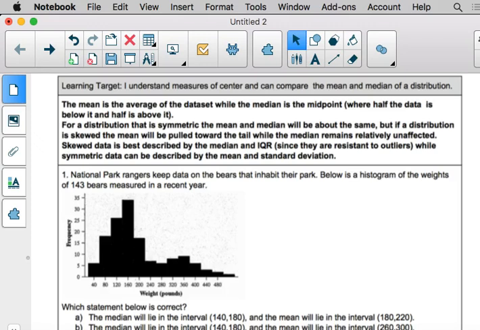So first, I understand measures of center and can compare the mean and median of a distribution. So remember, the mean is the average of the data set, while the median is the midpoint where half the data is below it, half the data is above it. For a distribution that is symmetric, the mean and the median will be about the same. If the distribution is skewed, the mean will be pulled towards the tail, while the median remains relatively unaffected. Skewed data is best described by the median and IQR, since they're resistant to outliers, while symmetric data can be described by mean and standard deviation.